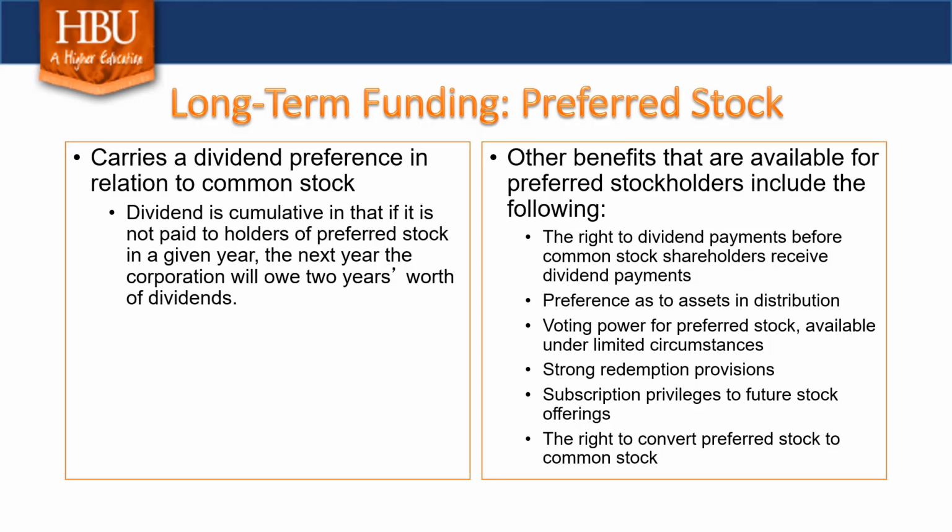There are some other benefits that are available for preferred stockholders. They include the following. You have a right to dividend payments. You have voting power under limited circumstances. There are strong redemption provisions, subscription privileges to future stock offerings, and the right to convert preferred stock to that less risky common stock.